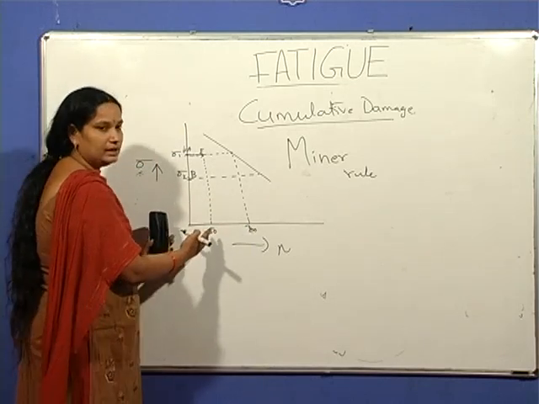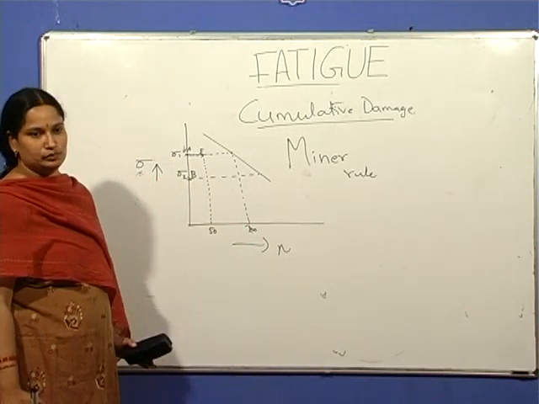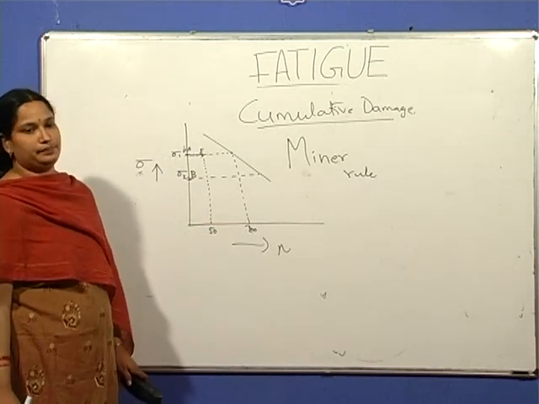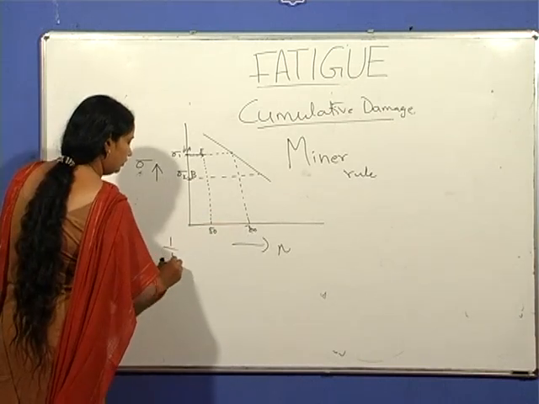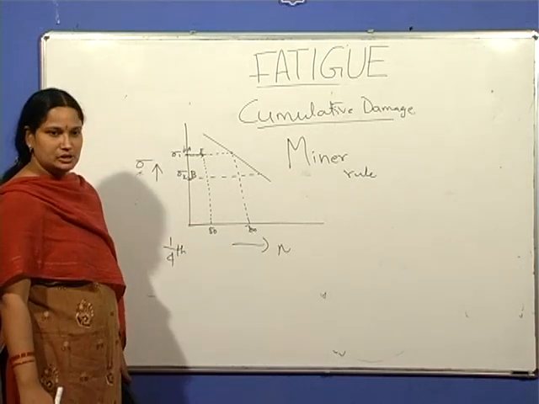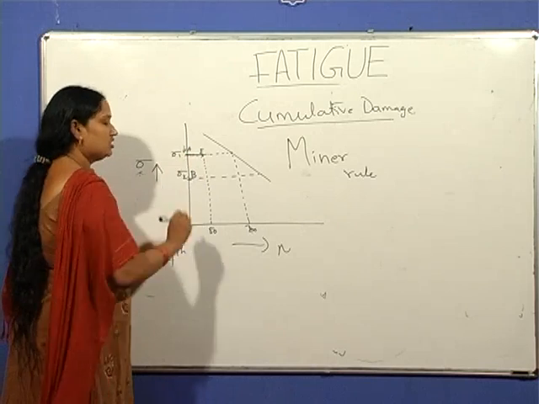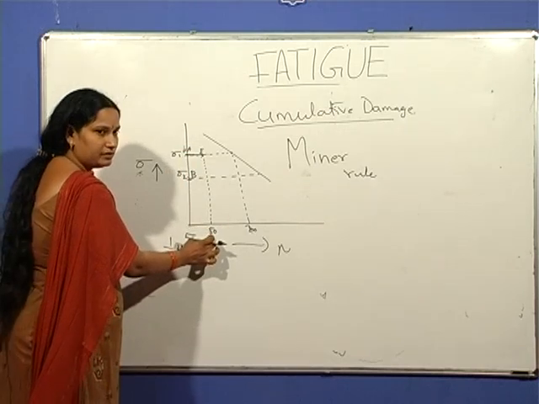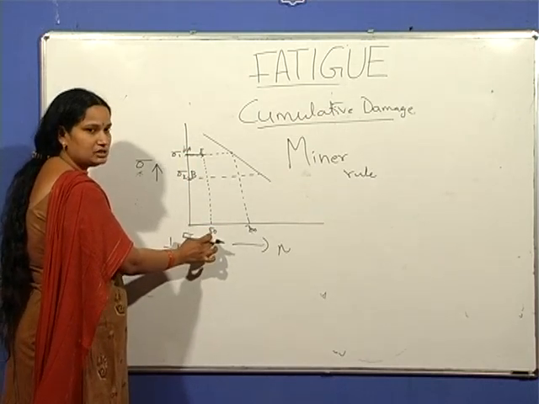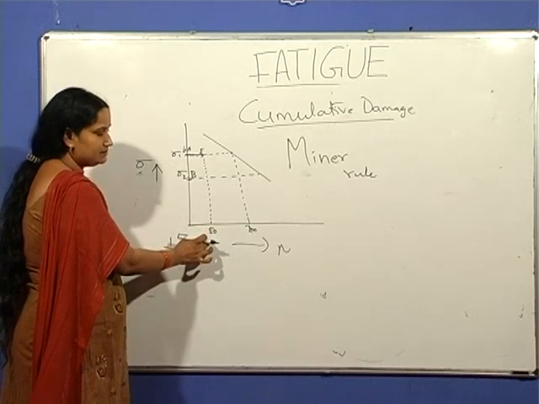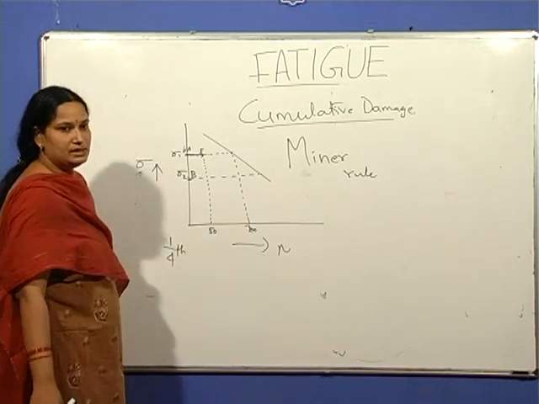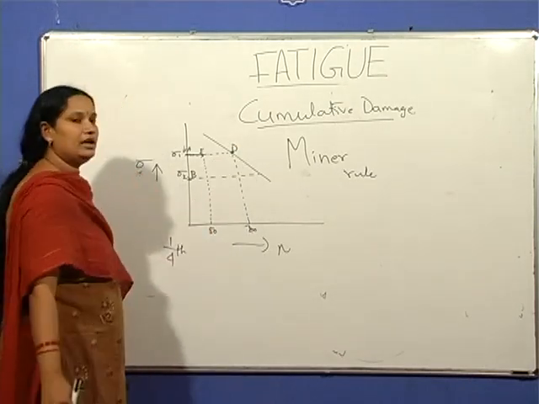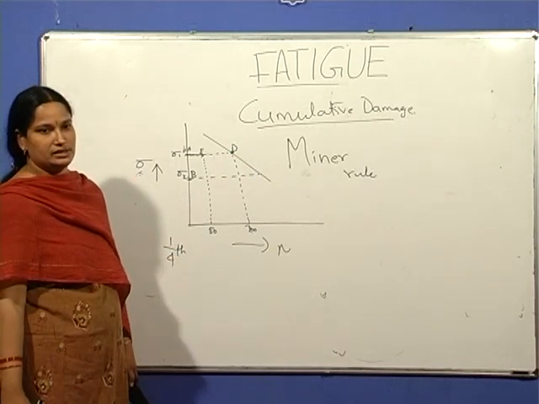So, how much of the life of the component is consumed? It is 50 by 200, that is 1/4 of the life of the component is consumed when it is subjected to constant stress of sigma 1. So, 1/4 of the damage has taken place, where the total life of the sample is 200. At point D, the life of the component is completely exhausted.